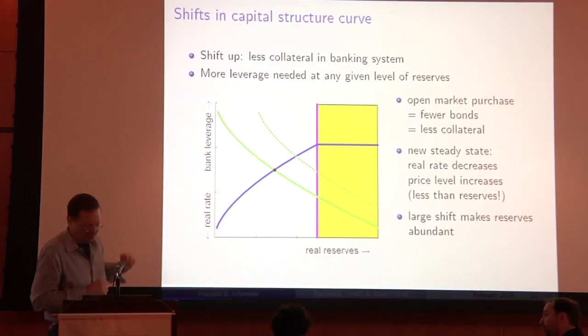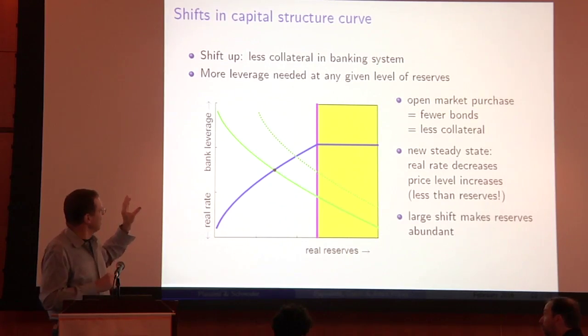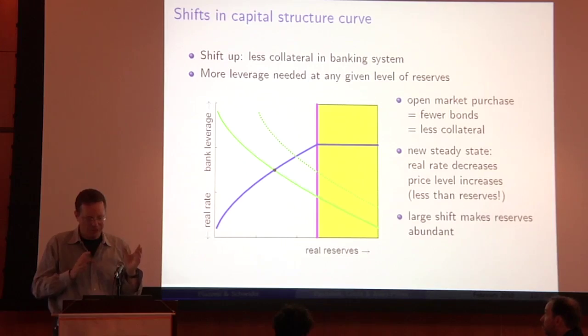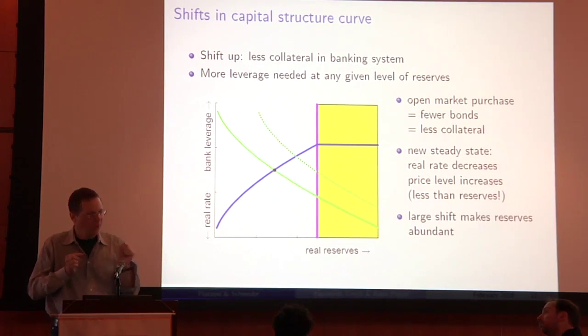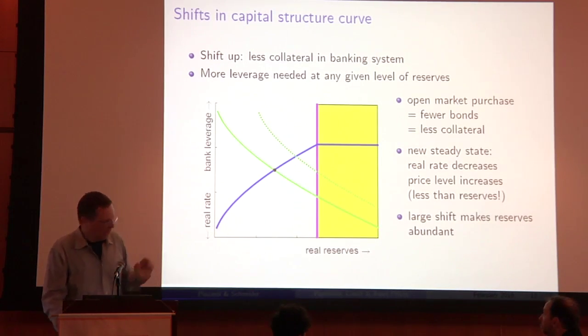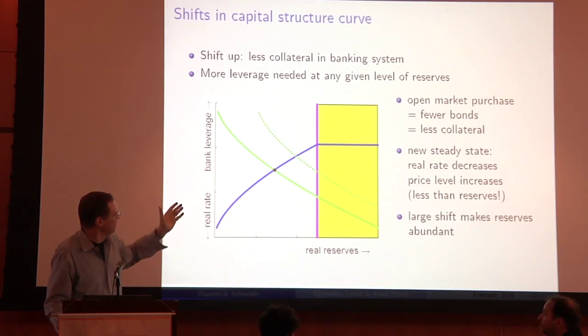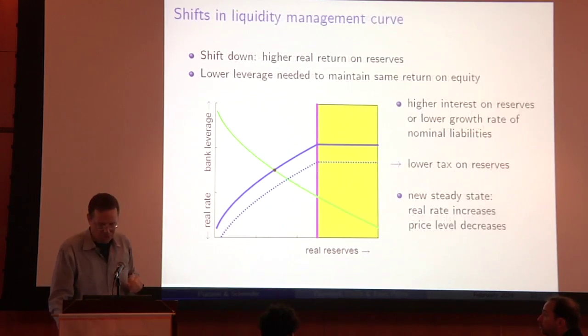This is how the open market purchase works. Notice that these are effects across steady states. Because this is a model where the banks are facing financial frictions, there are permanent effects on real interest rates. If we did a very large effect, we could get this all the way into the abundant reserve region.